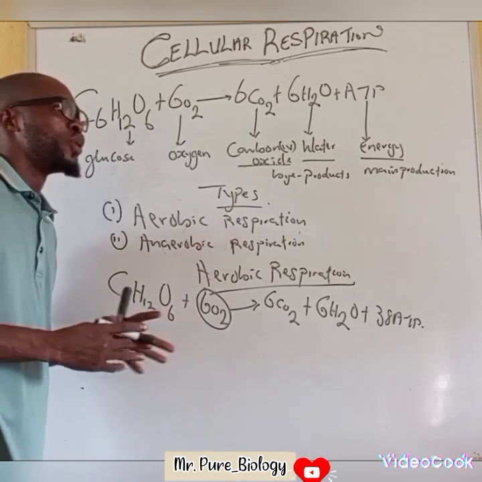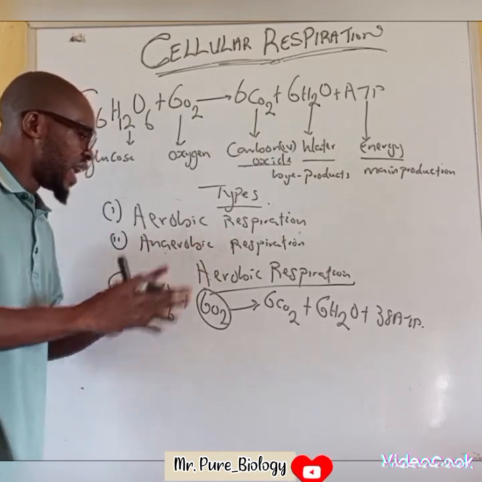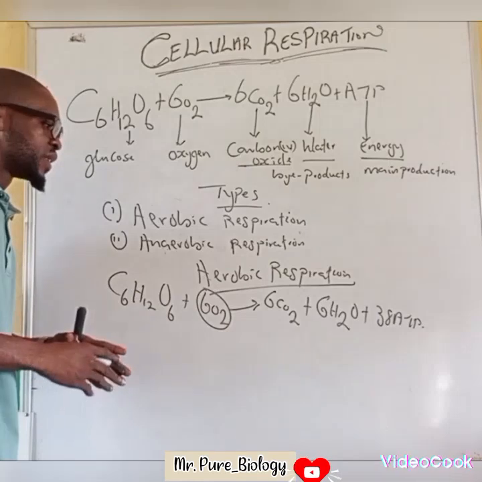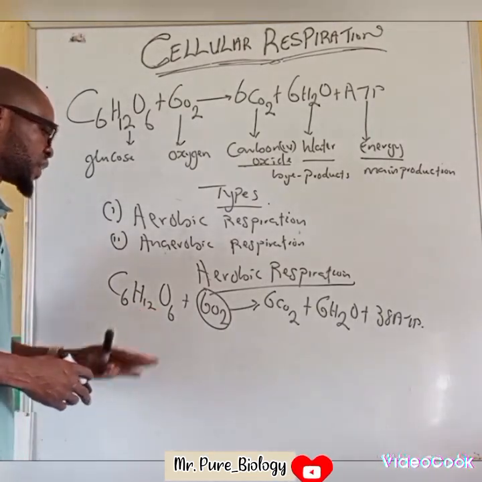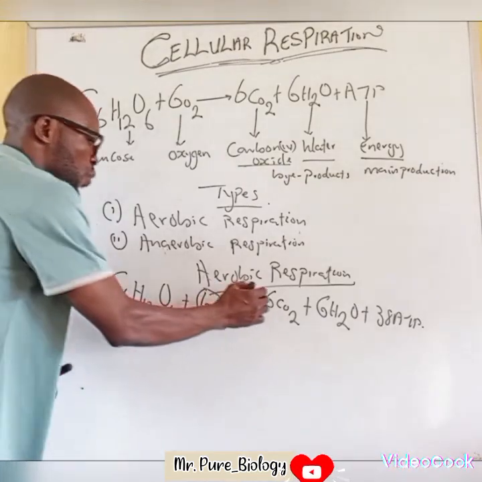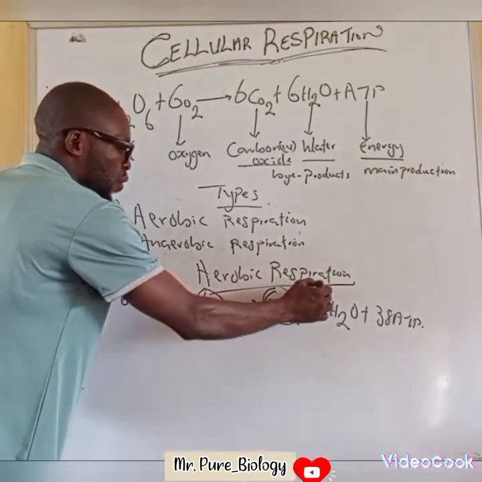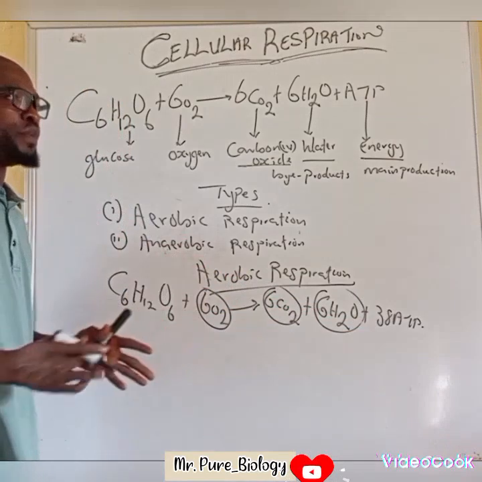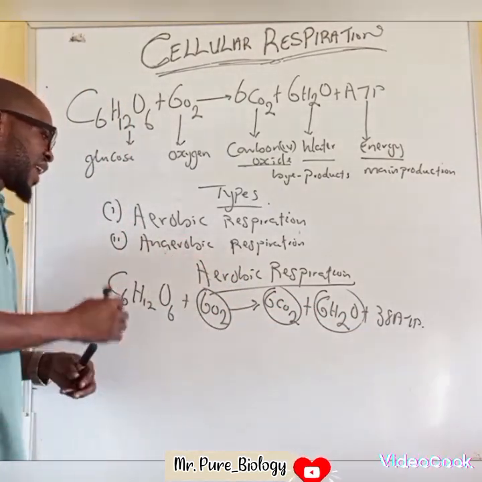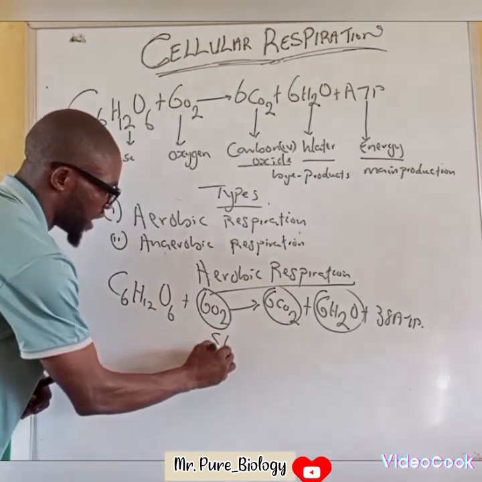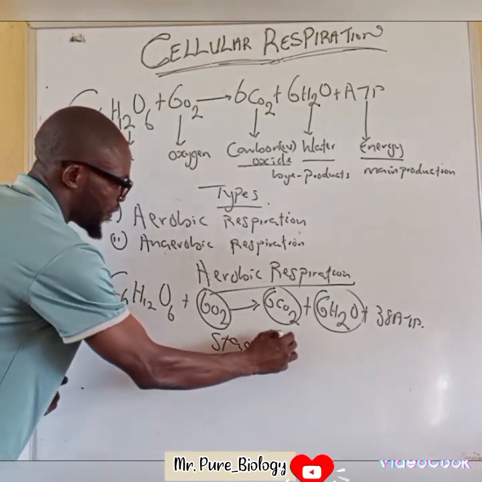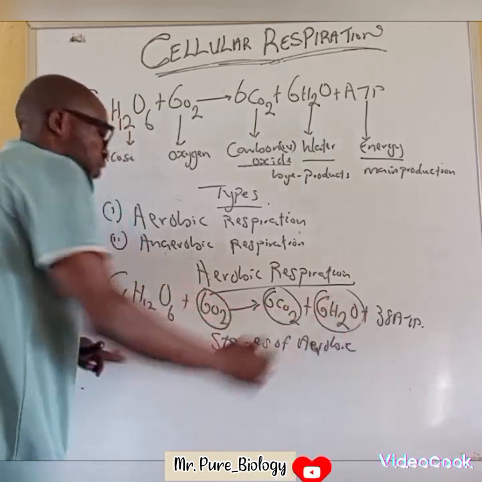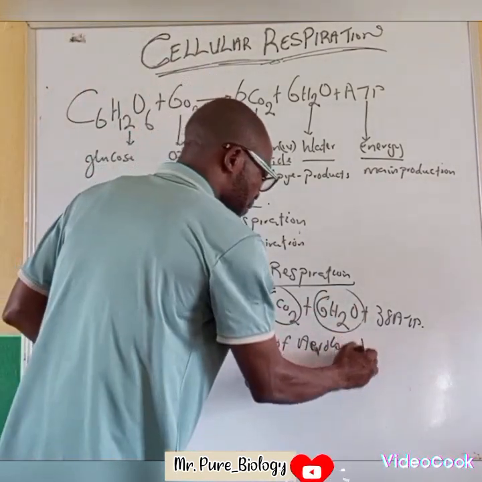Now, before we go to anaerobic respiration, let's give further explanation on aerobic respiration. As you can see in the equation, this is the glucose, this is the oxygen we are talking about. We have carbon dioxide as byproduct, water as byproduct, where there is a release of about 38 net ATP as the main product. Now let's look at the stages of aerobic respiration.